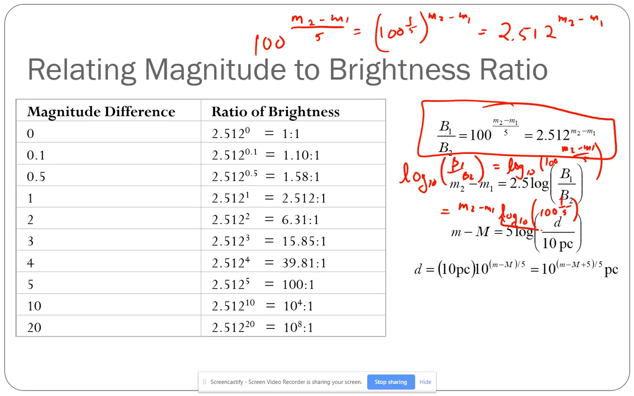This number here, of course, is just a number. Log base 10 of 100 to the 1/5 would be 1/5 of log base 10 of 100. Log base 10 of 100 is 2, so it'd be 2 over 5. For some reason there I have 5 over 2. I think I flipped something in my calculation and didn't show it, because it should have been 2 over 5, not 5 over 2.